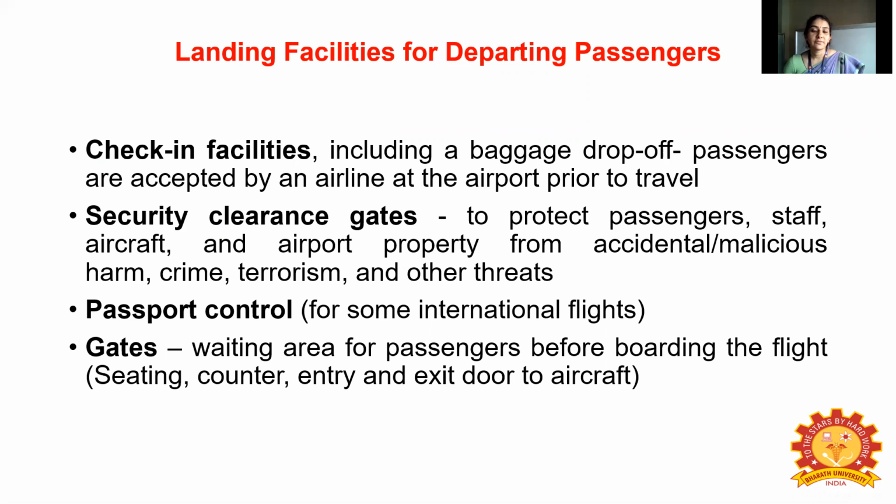Whenever you're traveling from one country to another, passport control makes sure you have a proper visa and a proper reason, and everything is cross-checked. And the gate is nothing but the waiting area for passengers. Before boarding a flight, there is an area where you have to wait and then get into the flight. That is the gate. So these are all the facilities offered for departing passengers in any airport.